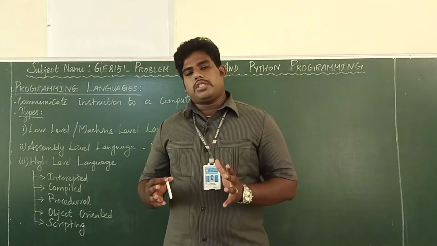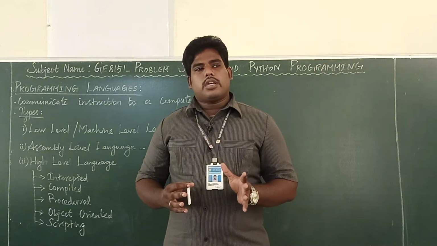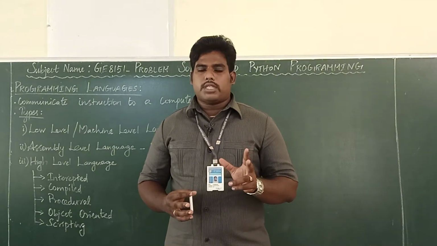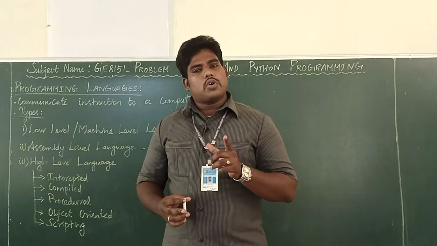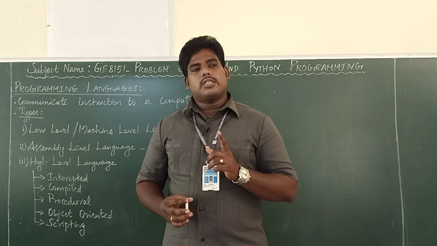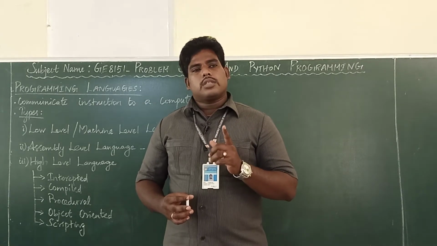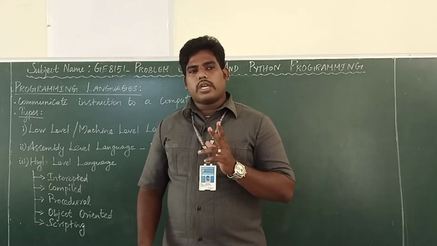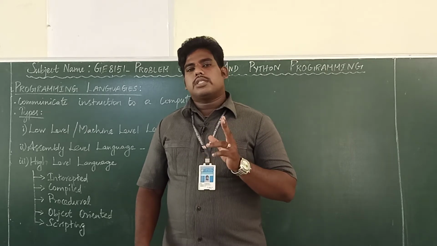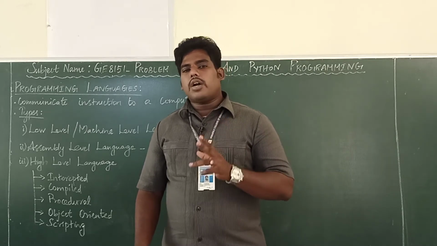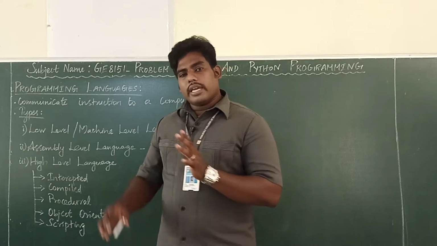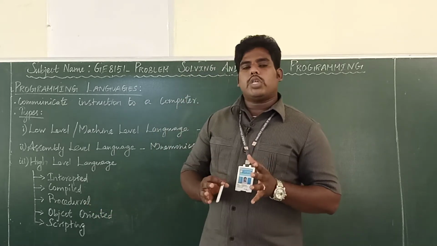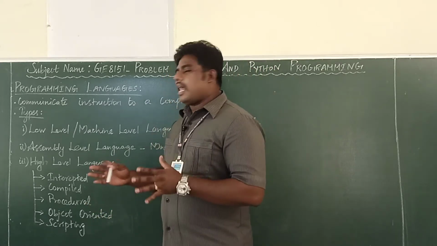So what are the notations you studied already? There are three notations of algorithms. One is pseudocode, another one is flowchart, the third one is programming languages. There are three notations, okay? What are the notations? One is flowchart, second one is pseudocode, and the third one is programming languages. In this video session, I am going to explain about the programming languages.